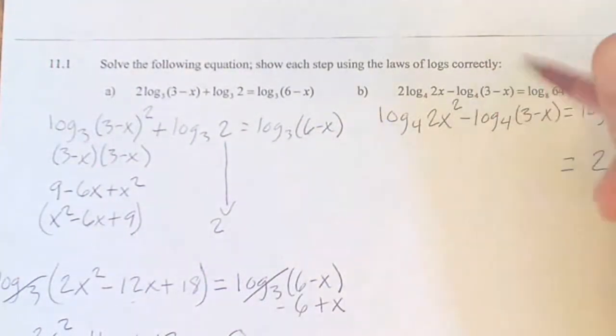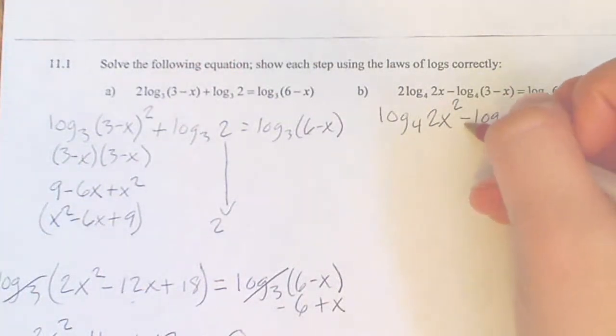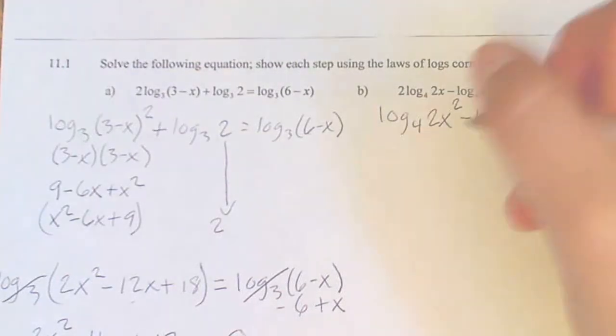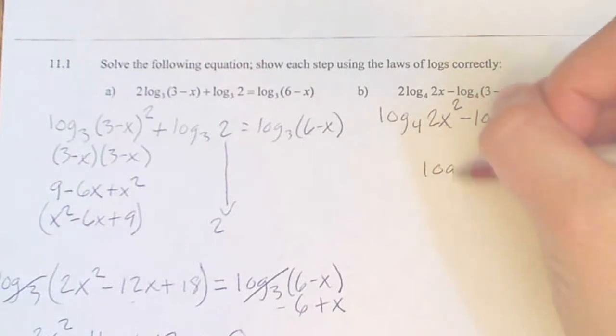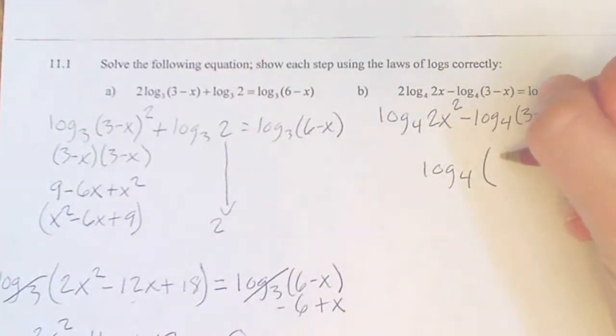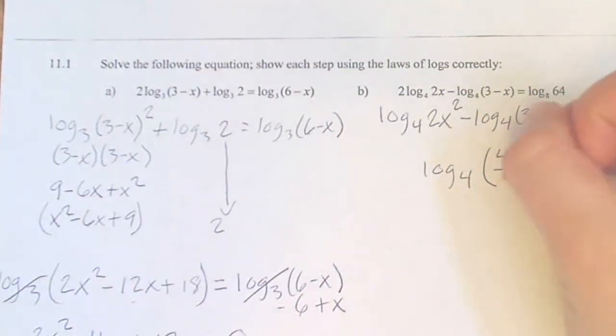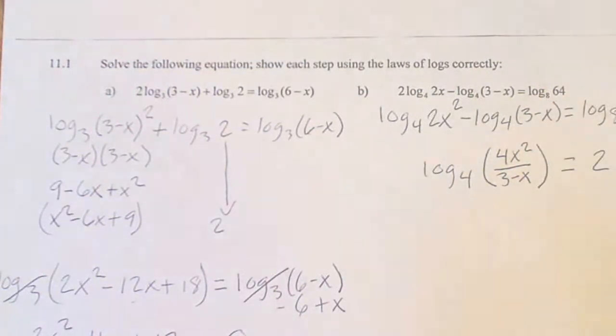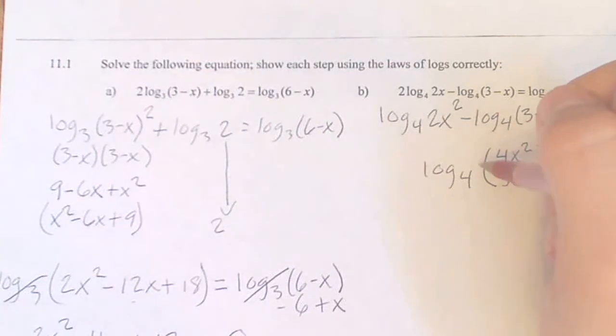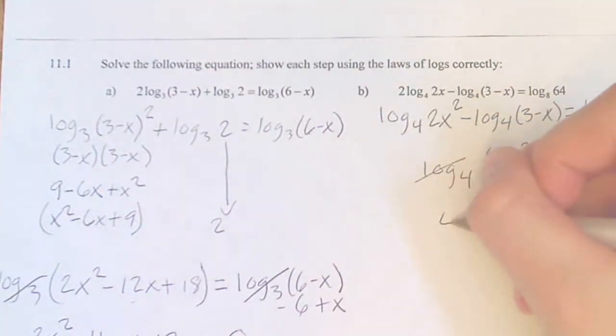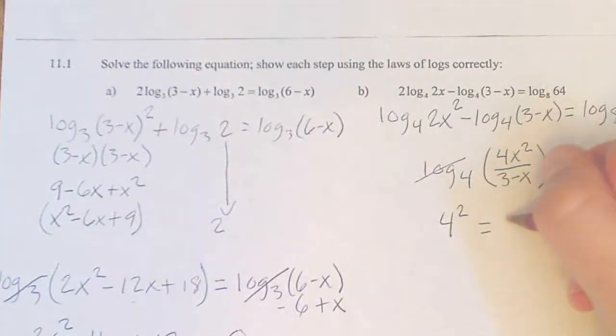And on this side you combine through division because of its subtraction. So law of logs, when you combine it, it's division. So you'll have log base 4, 2 squared is 4, x squared over 3 minus x. So then you can move this 2 into an exponent, and that gets rid of the log, and you have 4 squared equals this 4x squared over 3 minus x.